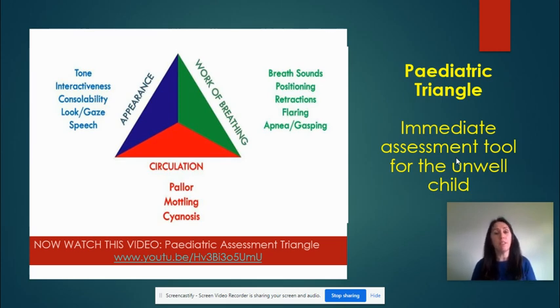So the first thing for me I like to look at is the work of breathing. But for you guys, because you're in first year, you might prefer an ABC approach. So let's do it that way. So A is for appearance. When I look at the child, what do they look like? So we have a mnemonic for that, which is tickles. Tickles is the tone, their interactiveness, the consolability, their look, and their speech. I am going to go through this again in a moment in the next slide, but this is just a snapshot of it. After appearance, I'm going to look at their breathing.